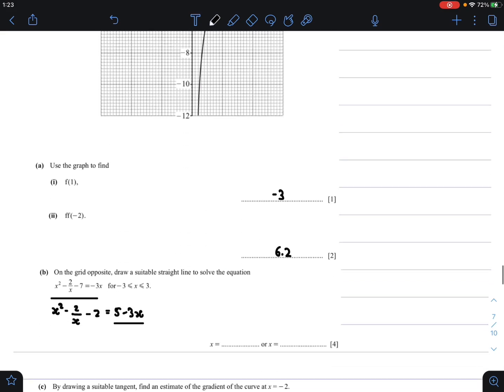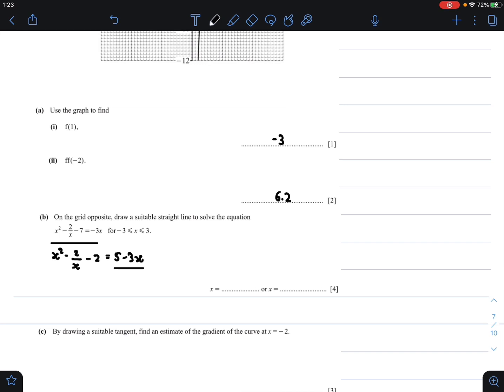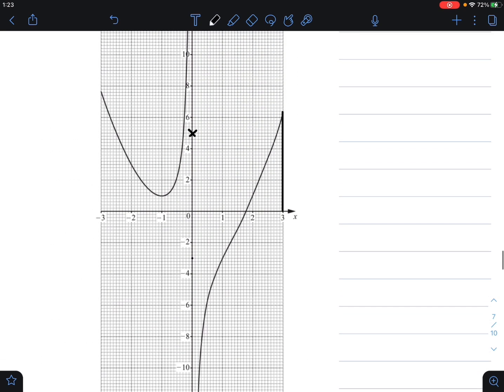Now for the second coordinate, you could substitute x as 1. So -3 multiplied by 1 is -3, and 5 minus 3 is equal to 2. Therefore your y coordinate would be 2 when x is 1. So this would be your second coordinate of the line.